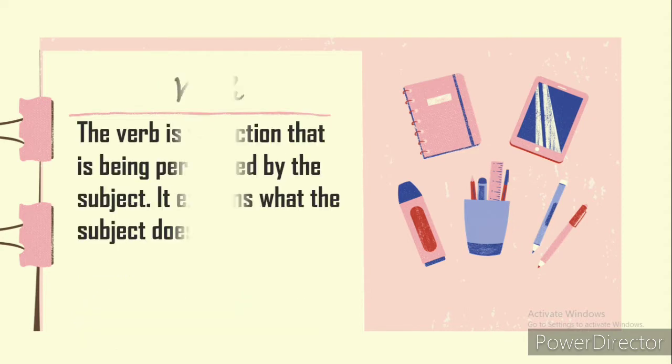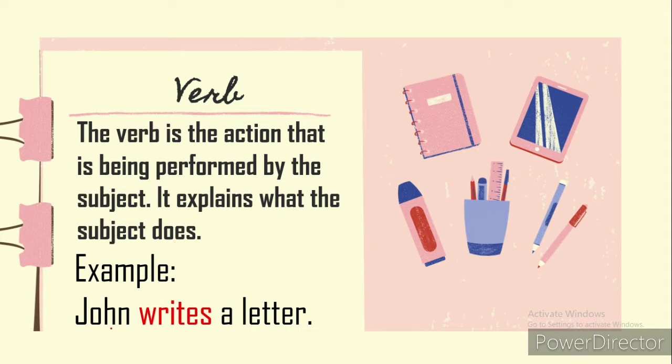Next, let's have the verb. The verb is the action that is being performed by the subject. It explains what the subject does. For example, John writes a letter. The word writes is the verb in this sentence. Remember that a verb should always agree to its subject.